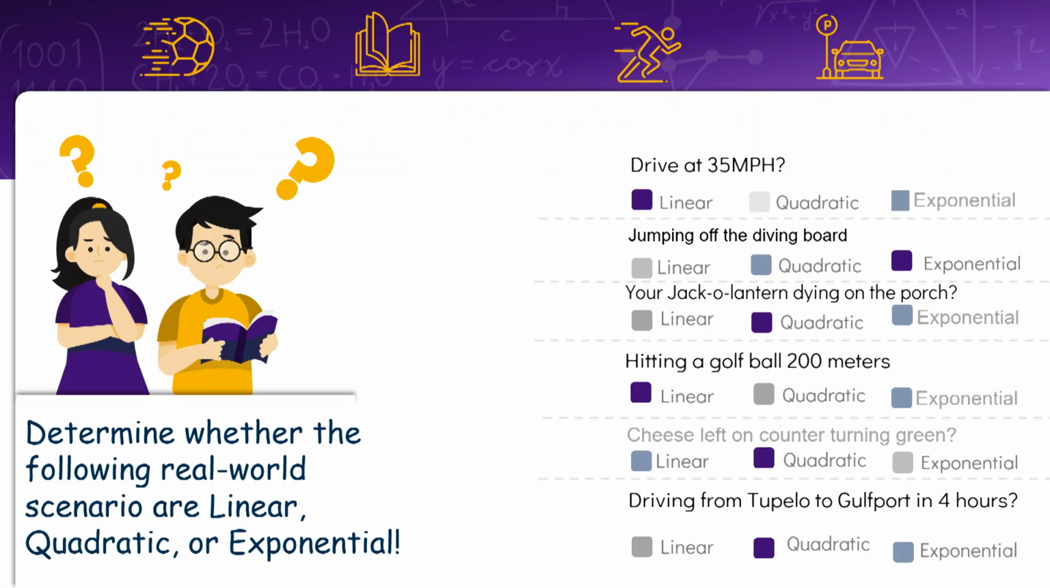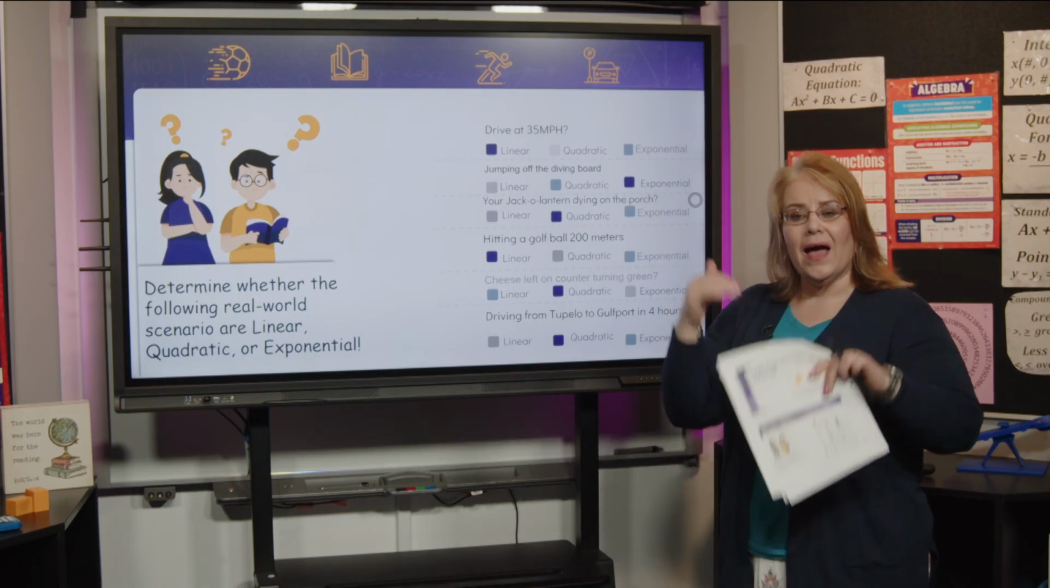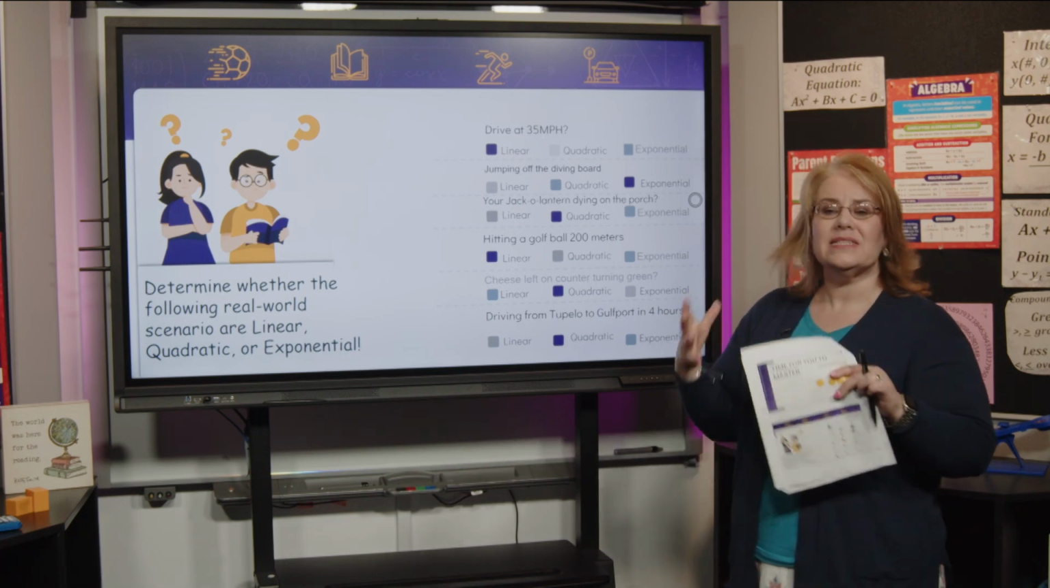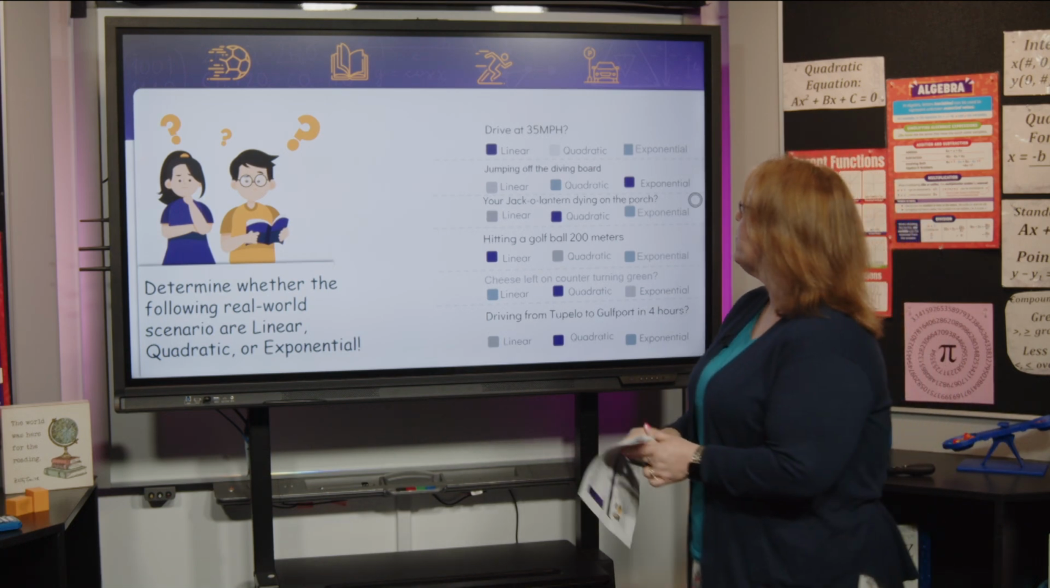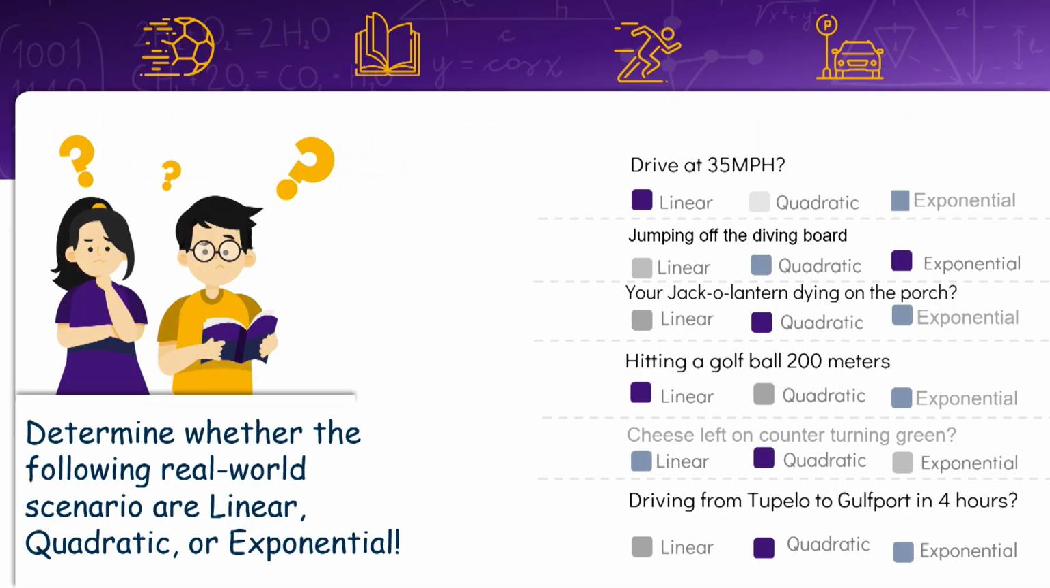Okay, so I'm going to go through these. I'm going to read them, see what we've got, and see if my work is what you got. So here we go. I am driving at 35 miles per hour. So every mile I am driving 35 no matter what. I'm going to say that that is linear.